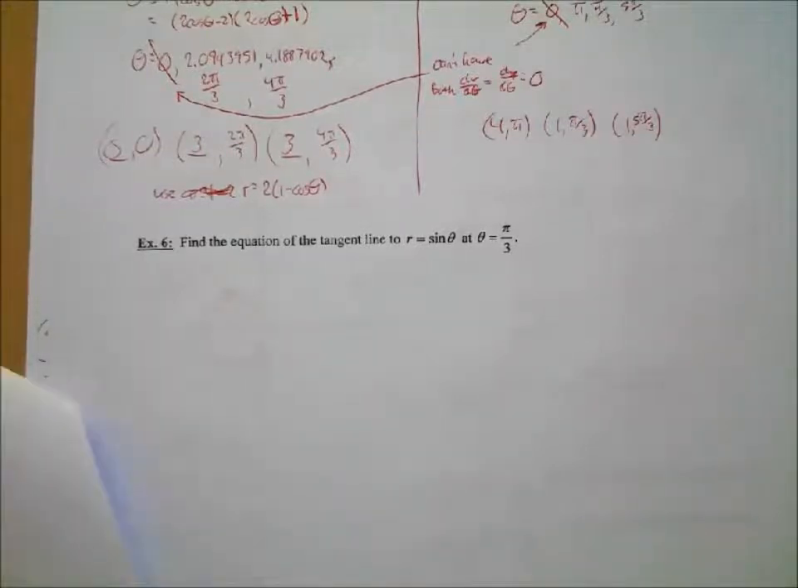All right, last piece here. We're going to find the equation of the tangent line to r equals sine theta at theta equals pi over 3. To find the equation of a tangent line, what two things do we need?